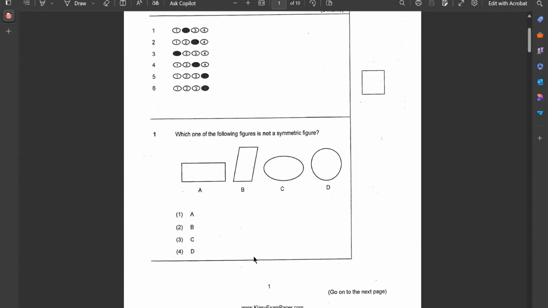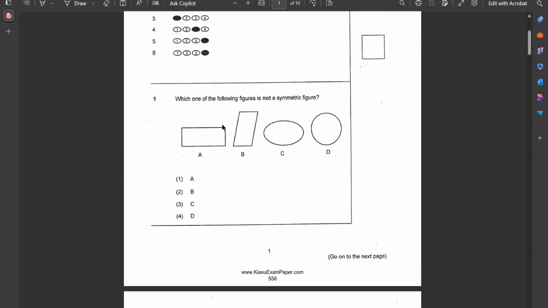So remember, line of symmetry means a line that is drawn in the middle of the diagram such that the left side and the right side, or the top and bottom, are like mirror images of each other. Okay, so let's see which one that would be.